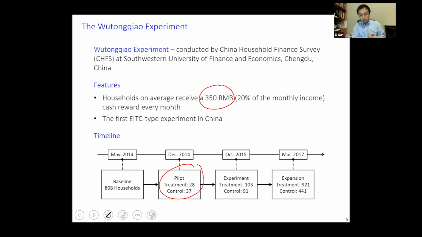And after about a year of experiment, we expanded to about 100 households in the treatment and about 100 in the control. And then 2 years later, we had a very substantial expansion of the experiment, with treatment 921 and the control group 441. Before this, the money was raised through a substantial donation from a state owned bank, and they donated money to this particular experiment, and the money was running out. After March 27, the local government took over and used their own budget to pay the households.